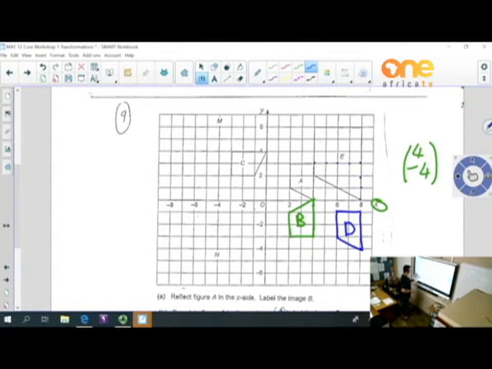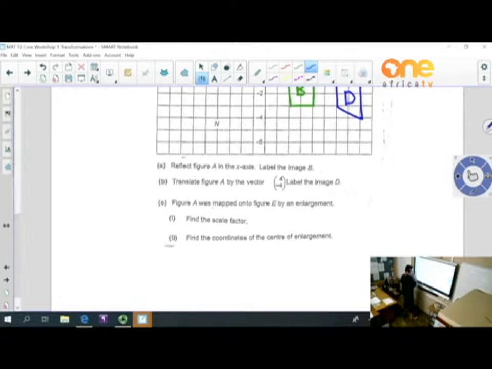The next one, figure A was mapped onto E by an enlargement. So here we can clearly see the enlargement. Find the scale factor. Here I've got 6 blocks. Here you've got 3 blocks. So the scale factor is 2. And then they say find the center.